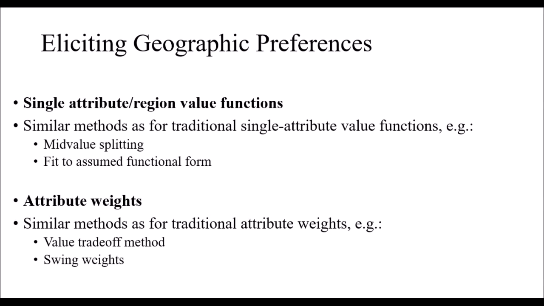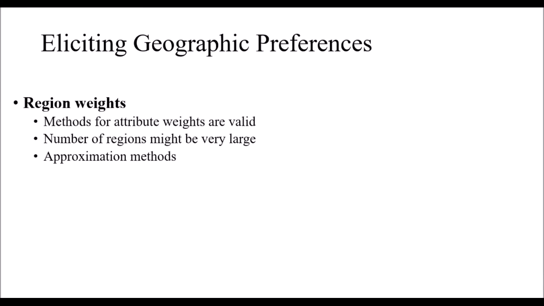You can also use swing weights, where you assess the extent to which decision makers would like to swing various attribute levels from their worst to their best level. So again, these are not unique to GIS decision problems. The challenge that is unique to these kinds of problems, in terms of elicitation, is the region weights.